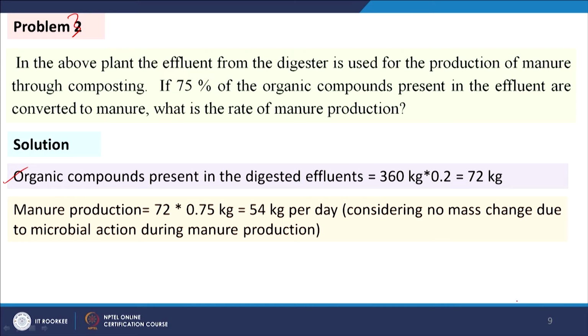So, organic compounds present in the effluent is equal to how much? 80% is converted to biogas. So, the rest 20% will be available. So, 360 into 0.2, that is 72 kg. Out of this, 75% is converted to manure. So, what will be this? 72 into 0.75. So, 54 kg per day of manure will be produced.